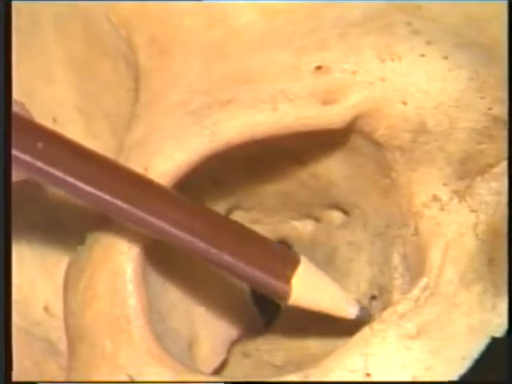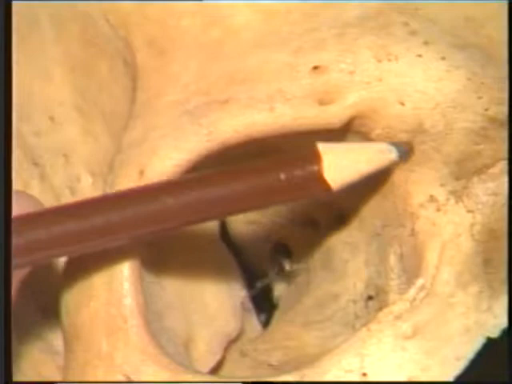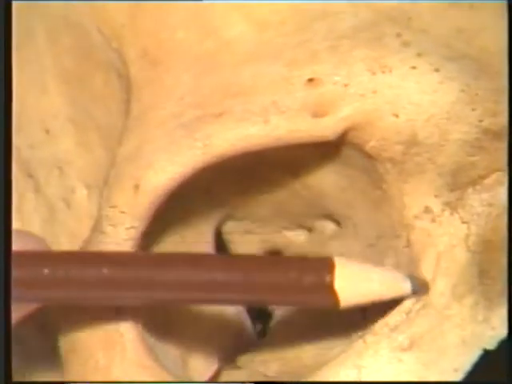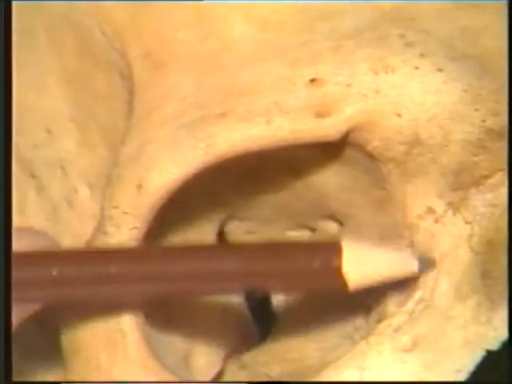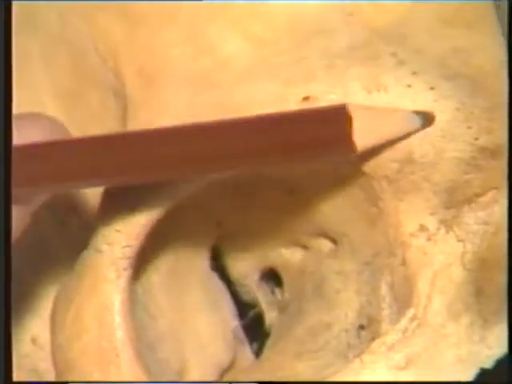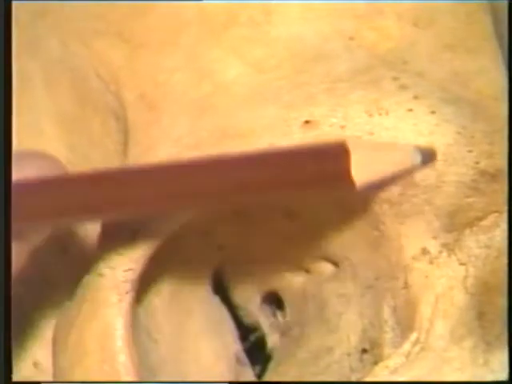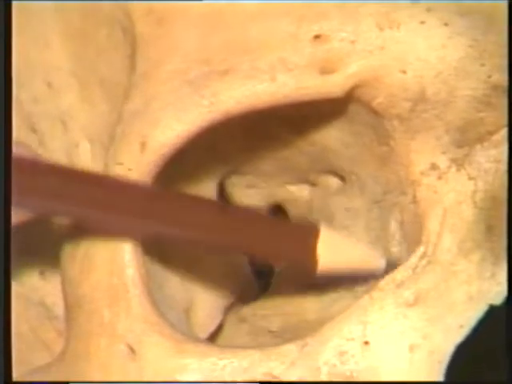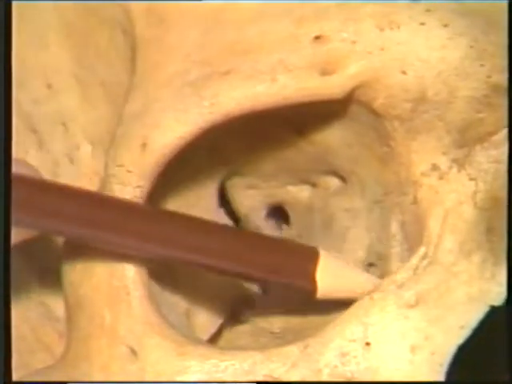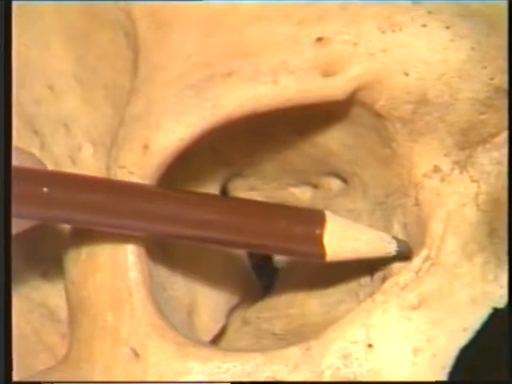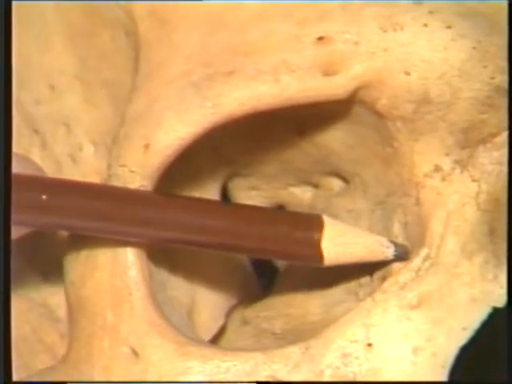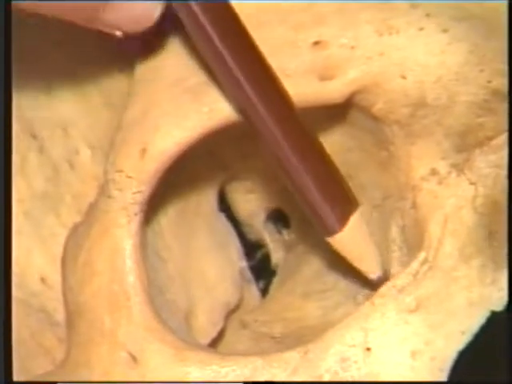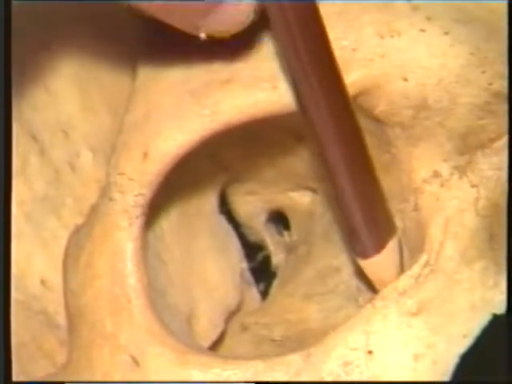This is the medial orbital margin. It is formed by the frontal process of the maxilla and the maxillary process of the frontal bone. Just behind it, you find the lacrimal fossa, which is formed partially by the lacrimal bone. The lacrimal fossa lodges the lacrimal sac, which opens into the nasal cavity by the nasolacrimal duct.